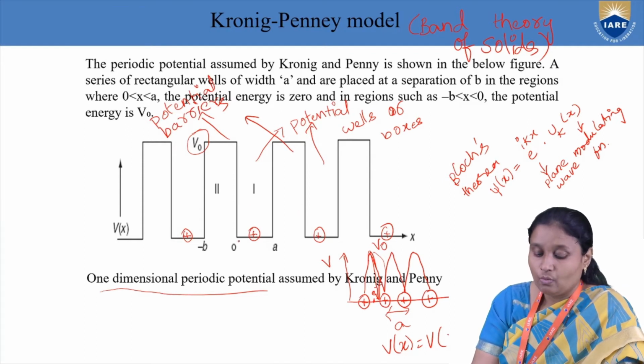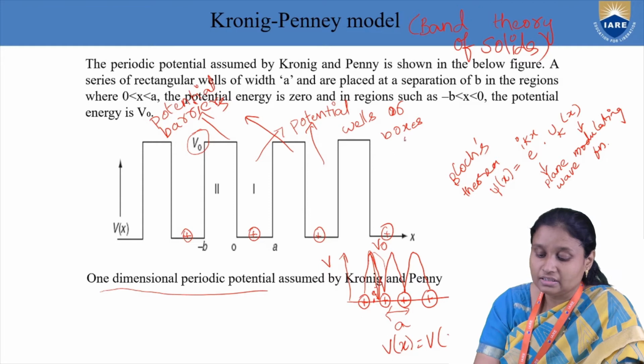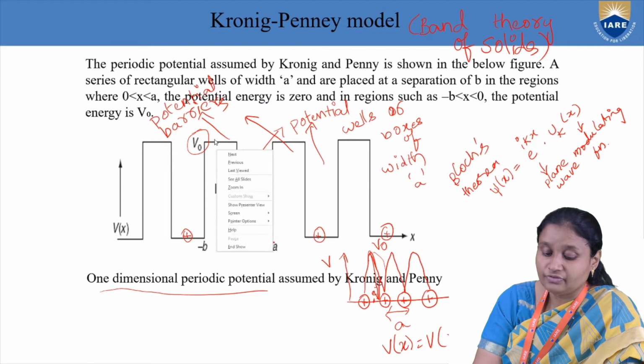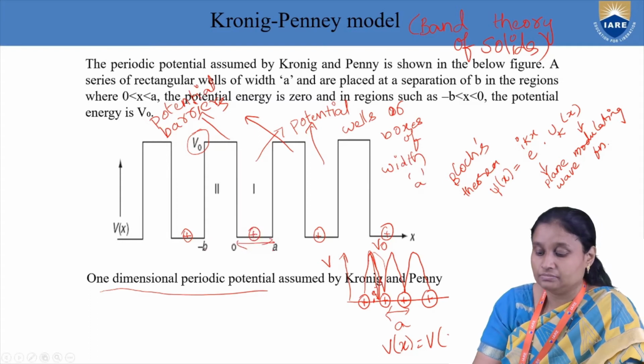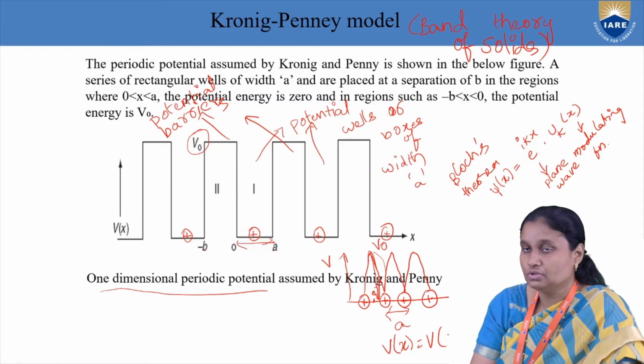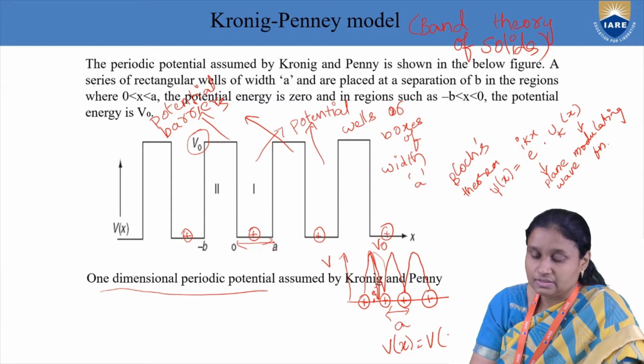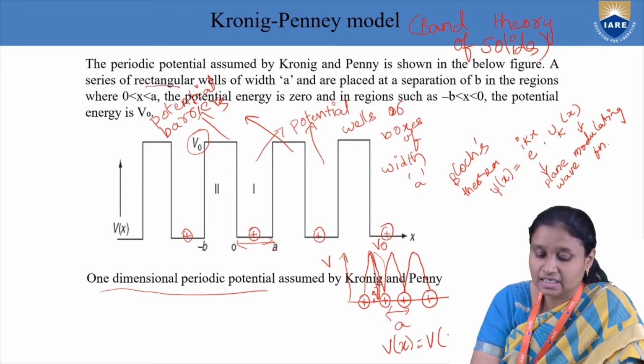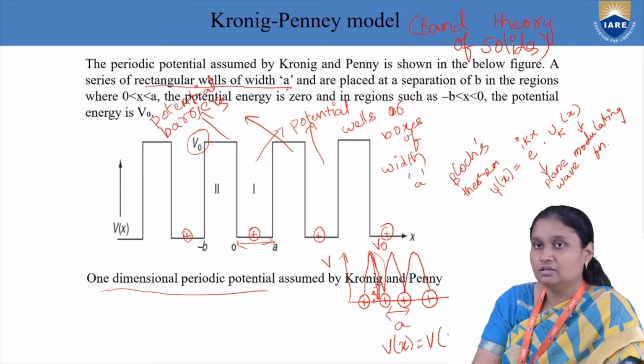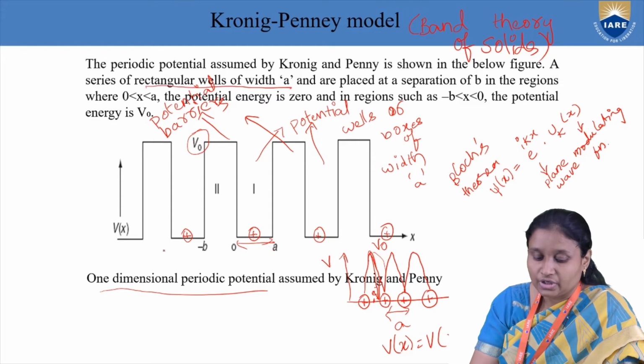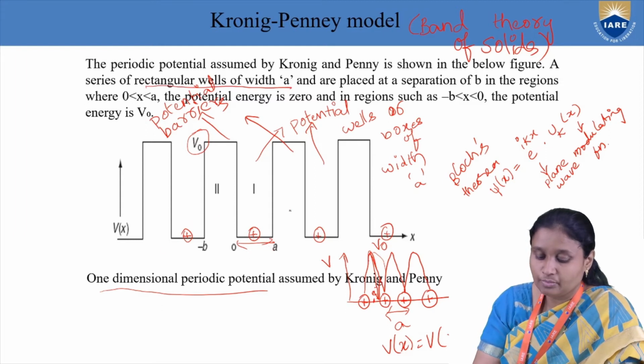What is the width of the potential well? The potential well width is a, which is nothing but our interionic spacing. And what is the width of the potential barrier? b. Now here we are coming across two things, one is a and one is b. a is the interionic spacing. So we have rectangular wells of width a, separated by potential barriers whose width is b.